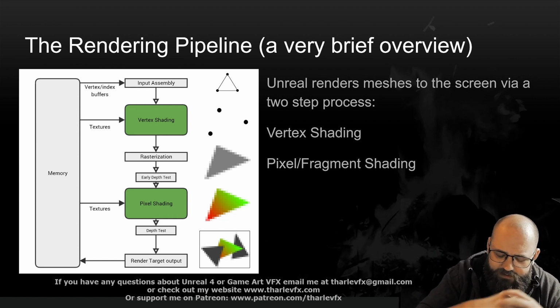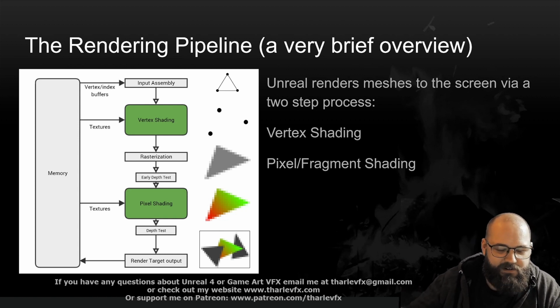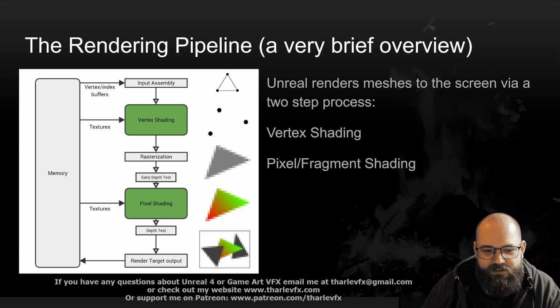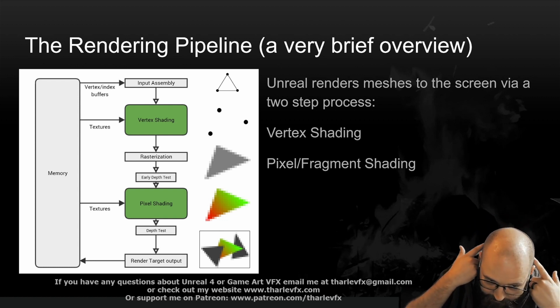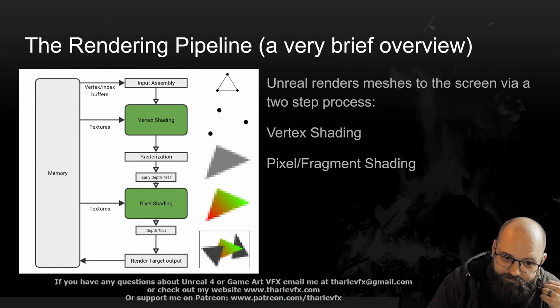So overall, two steps. First, draw all the points, then all the triangles. We can't really do anything about filling in the triangles, this rasterization. There's no way we can affect this, but we can affect things here with the vertex shader, and we can definitely affect things here with the pixel shader. So two things that we can do in our materials to affect this sort of pipeline.